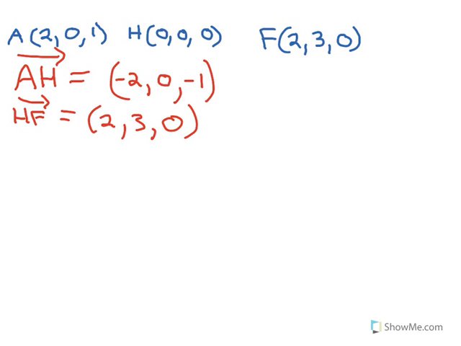So now we have 2 direction vectors on the plane. Again, we know that we can take the cross product of any 2 direction vectors to get a normal vector that's perpendicular to each of those direction vectors. In other words, if we take the cross product of these 2, we will get the normal vector to the plane that we're interested in. So let's figure out how to do that. So we're going to say AH cross HF.